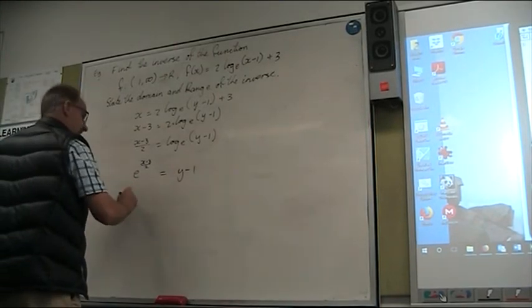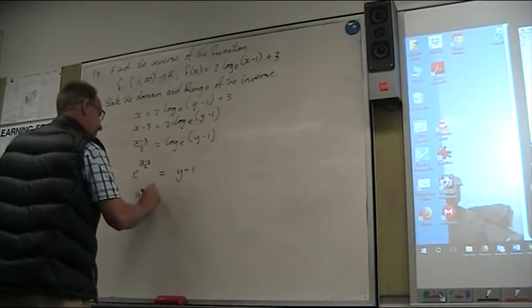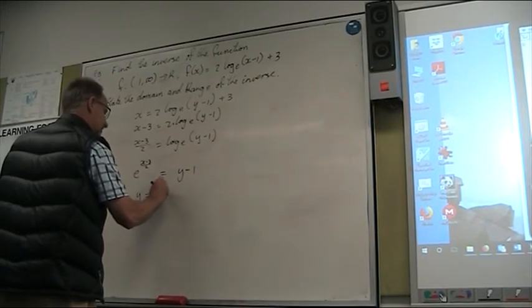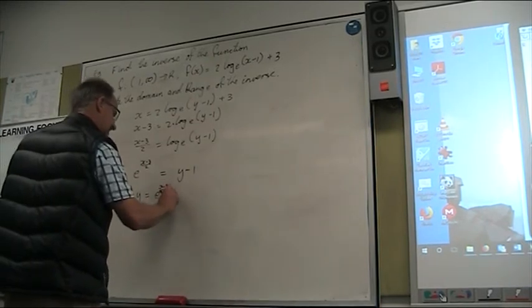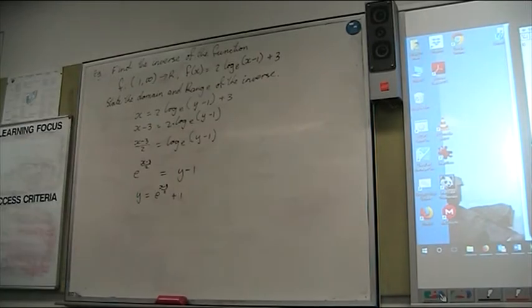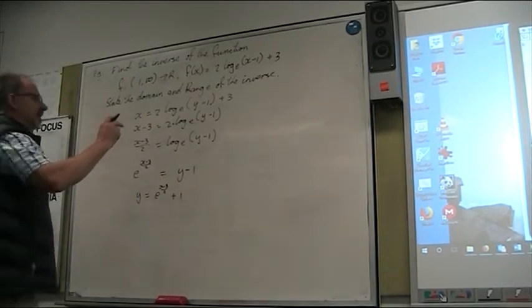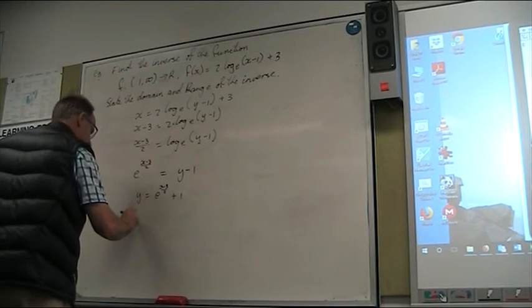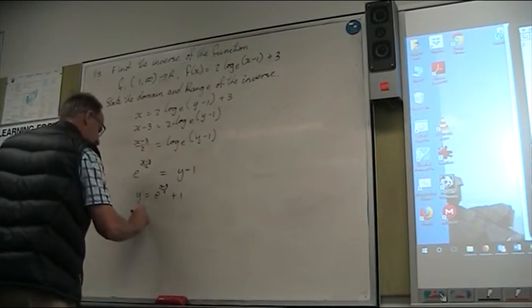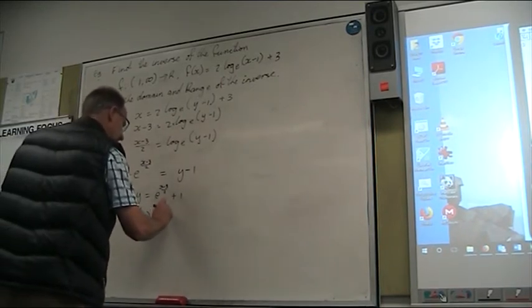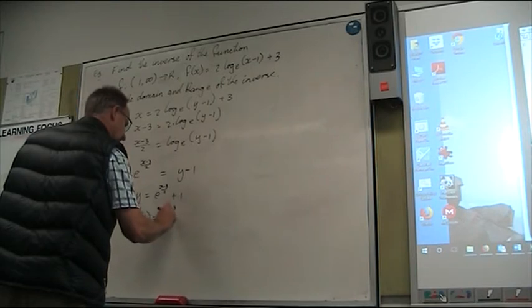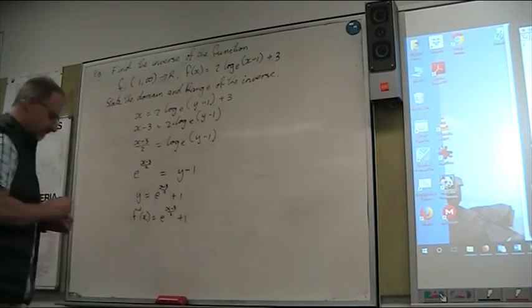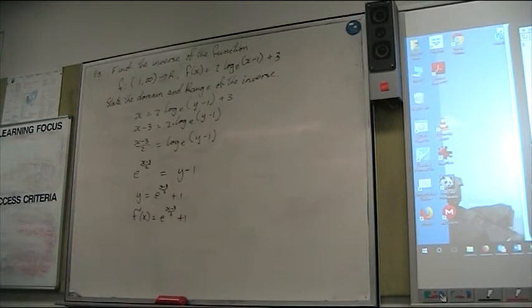Alright, and then add 1 to both sides and you find that y equals e to the x minus 3 over 2, plus 1. And don't forget to write inverse notation, so f minus 1 of x. You get that.